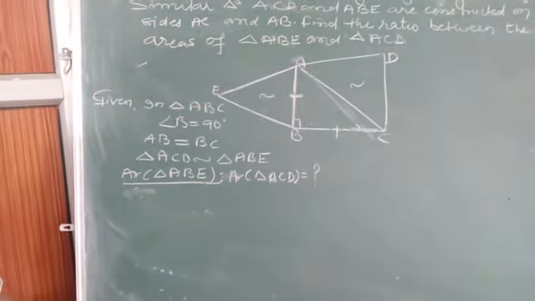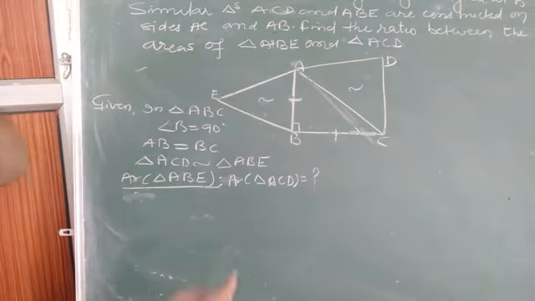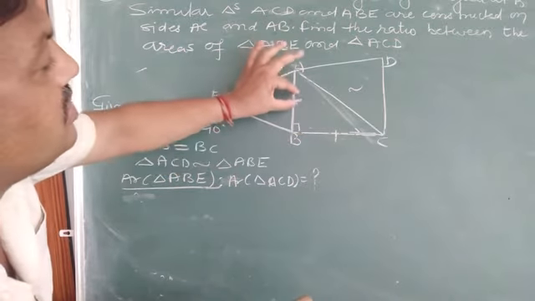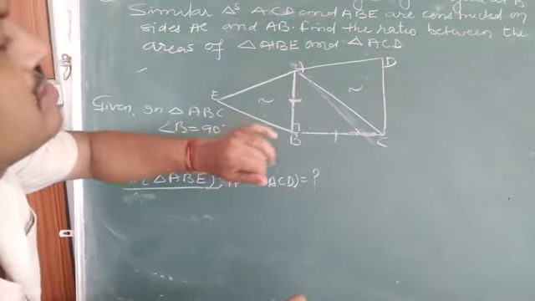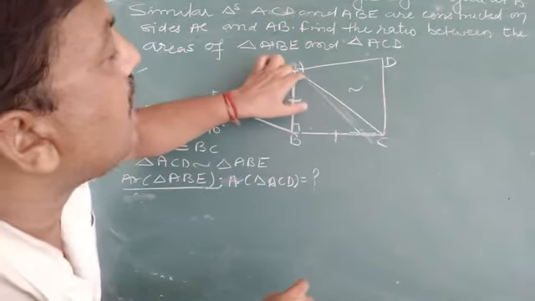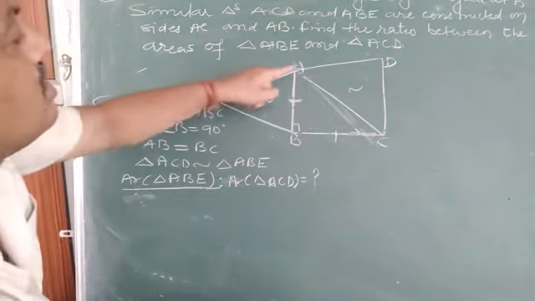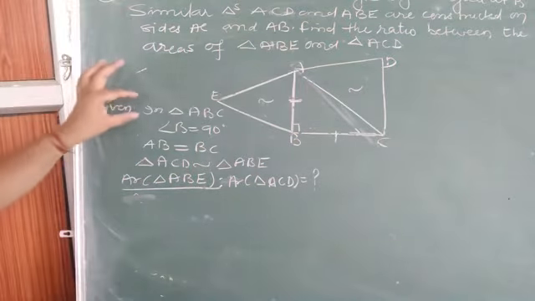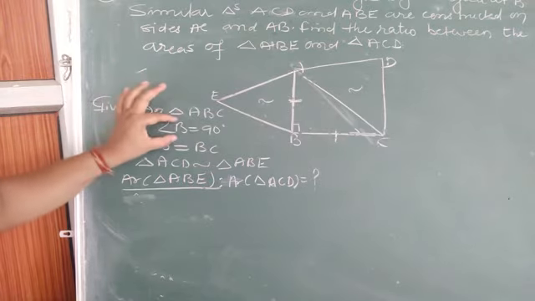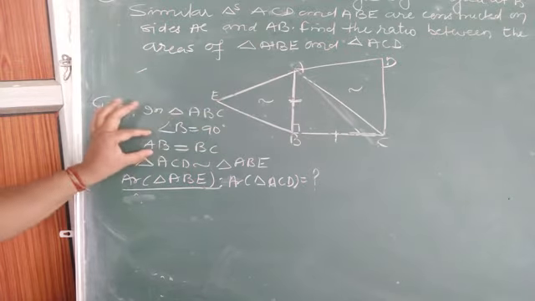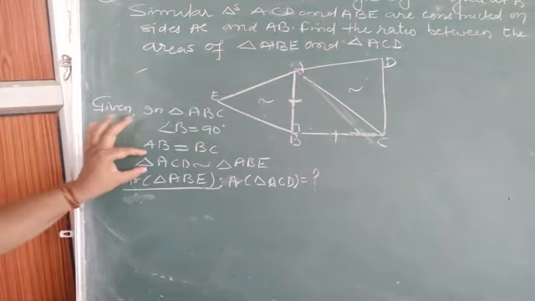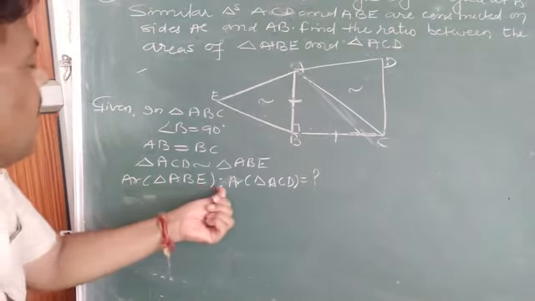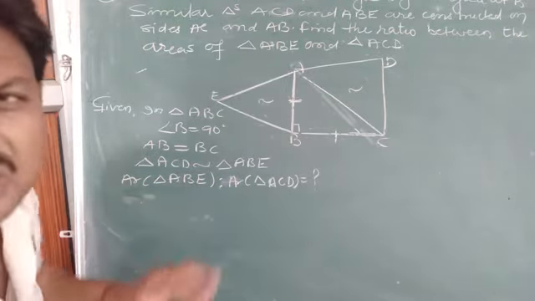So very simple, children. Just I read the question and draw the figure. There was an isosceles triangle ABC which was right angle at B. Isosceles means this and this sides are equal. It is given that on its side AC one triangle ACD is constructed. On side AB one triangle ABE is constructed, and these two are similar. Same thing I wrote: in triangle ABC, angle B is equal to 90 degrees and side AB is equal to BC, and these two triangles are similar. What you have to find out? The ratio of area of triangle ABE and ACD.